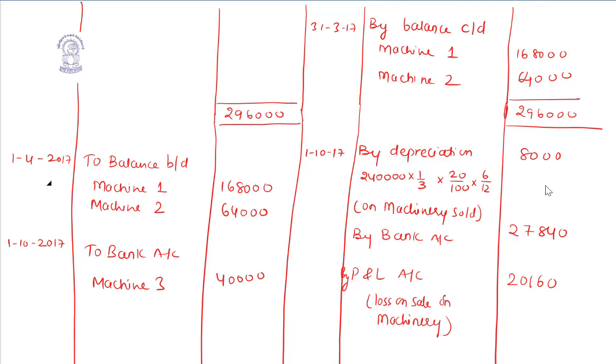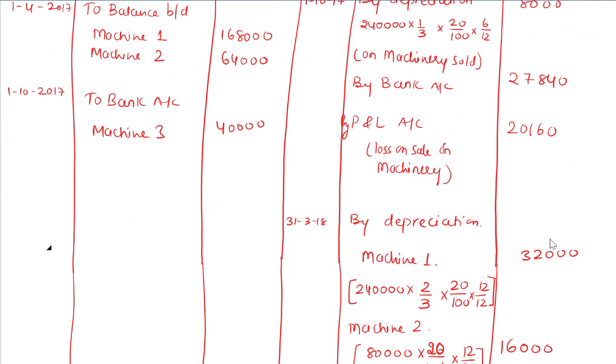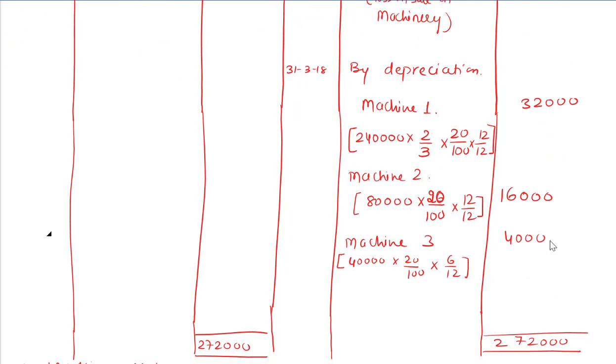Make a total on your calculators: 8,000 plus 27,840 plus 20,160 plus 32,000 plus 16,000 plus 4,000. The total is 1,08,000. So 2,72,000 minus 1,08,000 is 1,64,000. Just write over here total 1,64,000.